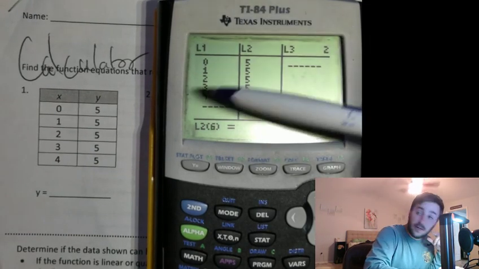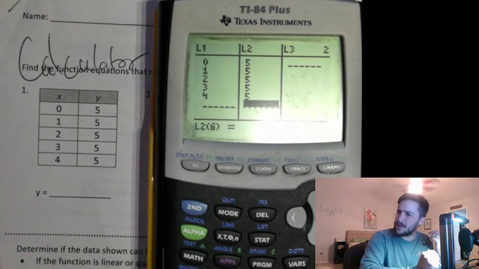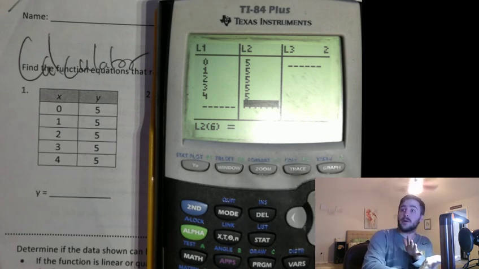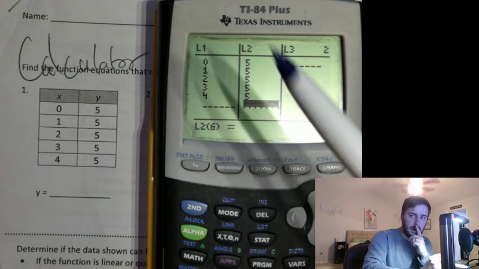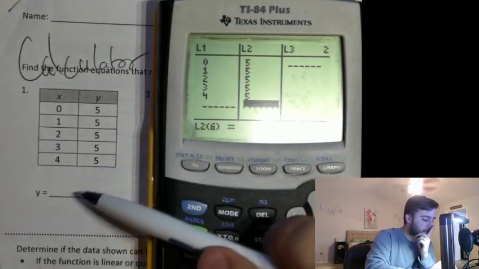It's always good to check your table. That was coming up in our assessment yesterday too. A couple of people mistyped something and that gave them a weird equation. We're not going to have weird equations here. They should be pretty straightforward. So if you get something really weird with a weird decimal, maybe double check your table. 0, 1, 2, 3, 4, 5s.